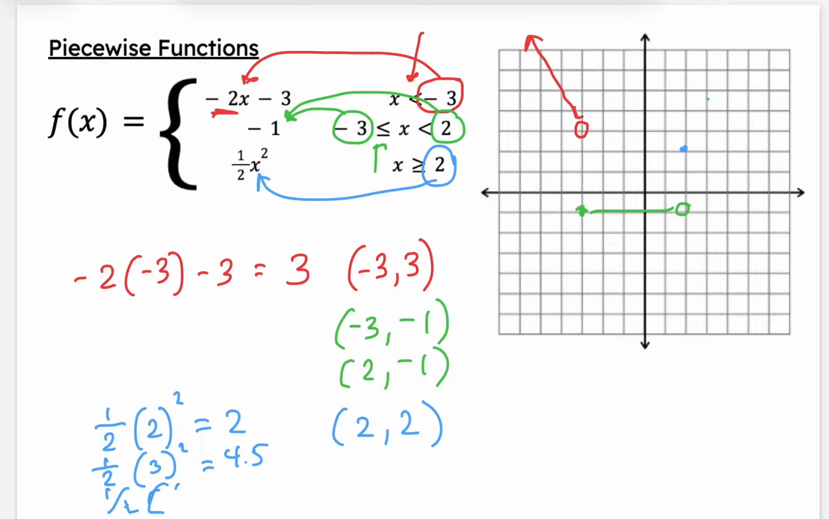And then if I did 4, oops, I'm running out of space here. 1/2 times 4 squared, so it'd be 16 times 1/2, which is 8. So I have the point (4, 8). So over 1, 2, 3, 4, up 1, 2, 3, 4, 5, 6, 7, 8, like off my graph. So we can see there's a slight curve to it, but it's quadratic. So that is just a quick review of how we graph piecewise functions.